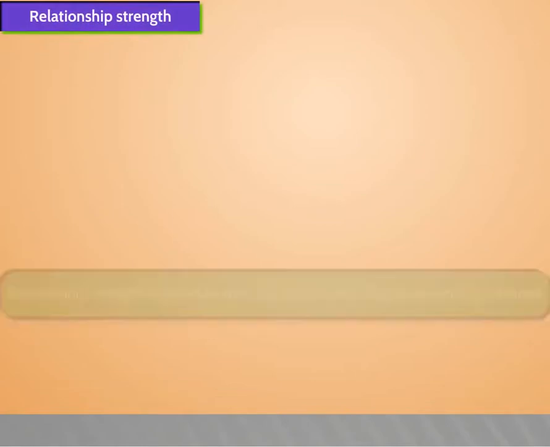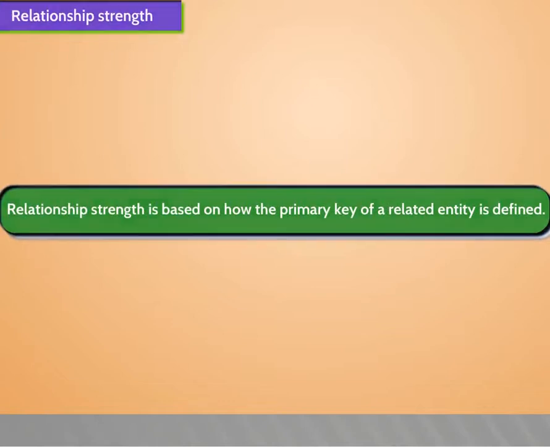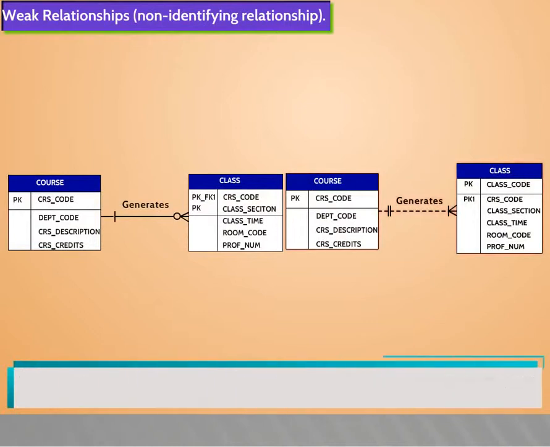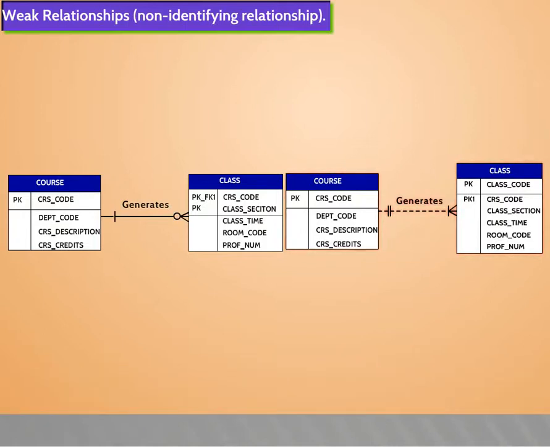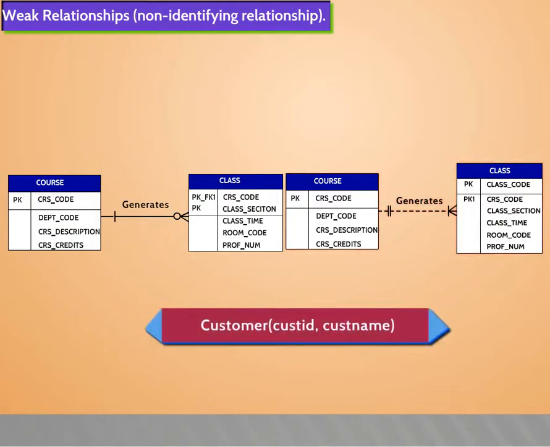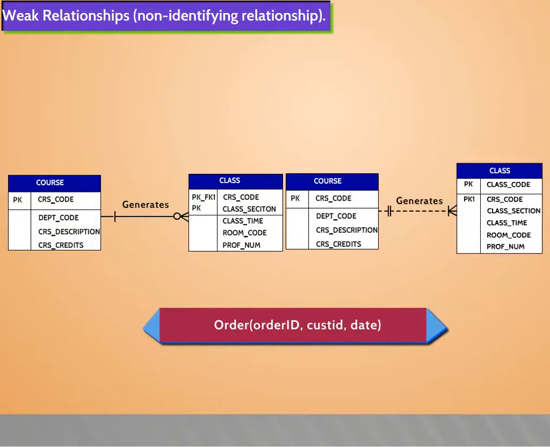Relationship strength. Relationship strength is based on how the primary key of a related entity is defined. Weak relationships, non-identifying relationship. Exists if the primary key of the related entity does not contain a primary key component of the parent entity. Customer, customer ID, customer name. Order, order ID, customer ID, date.